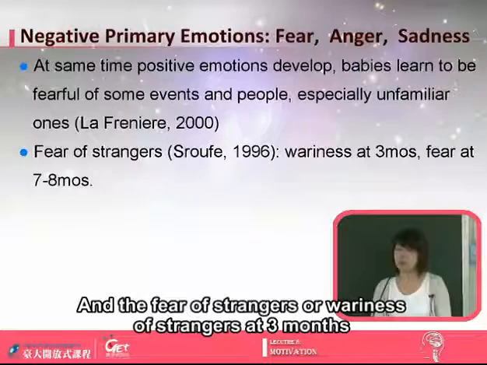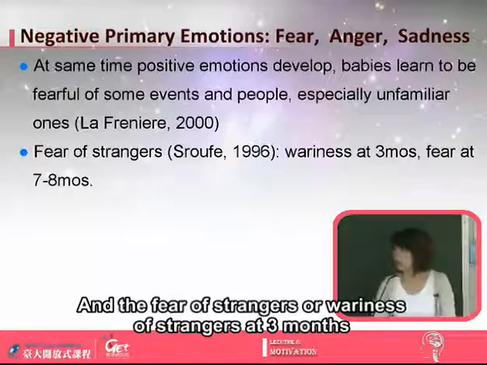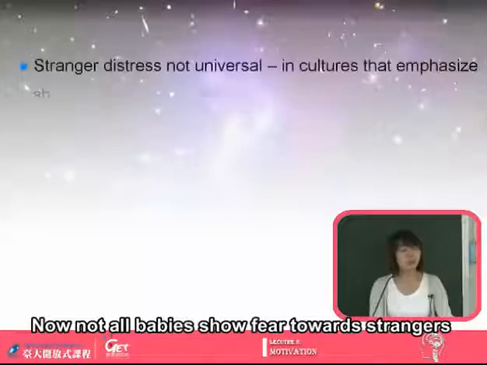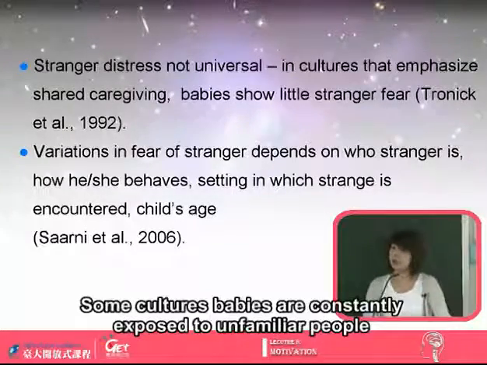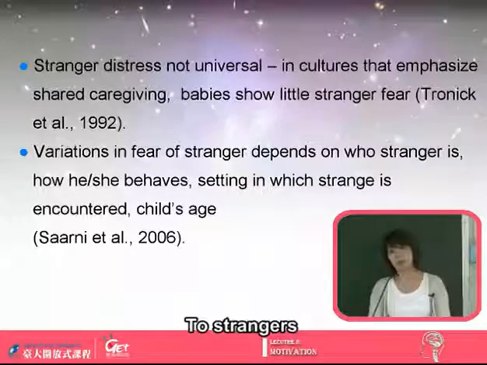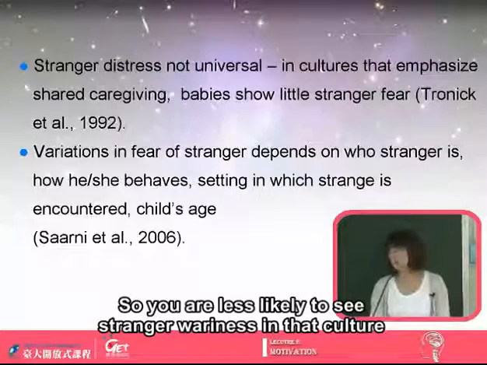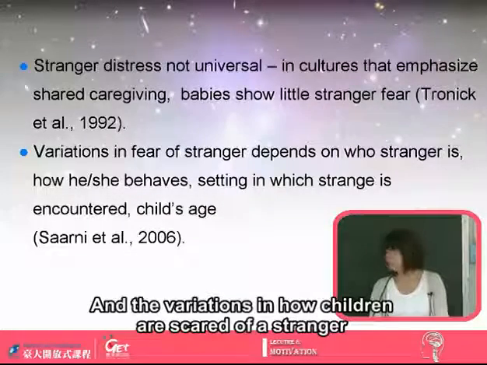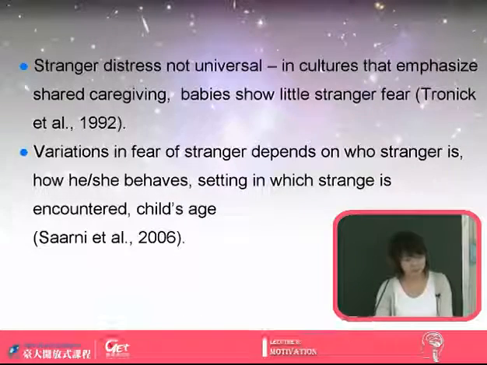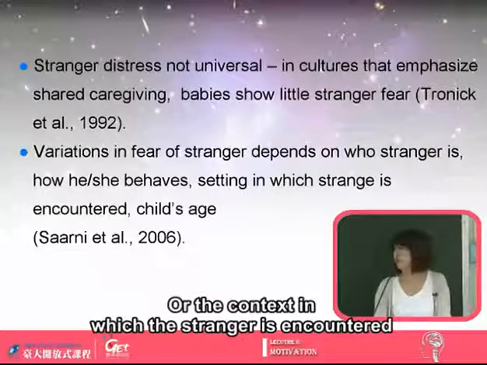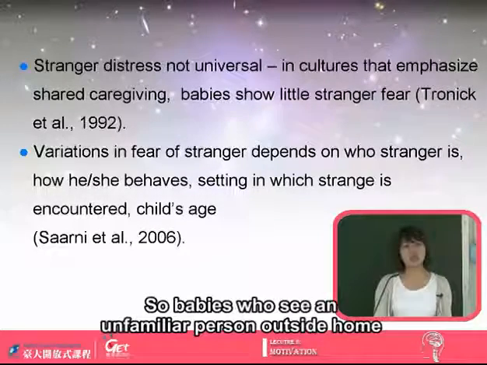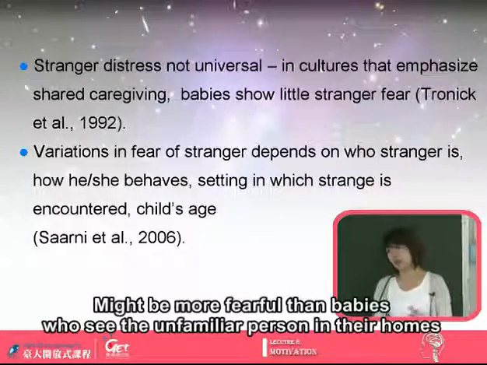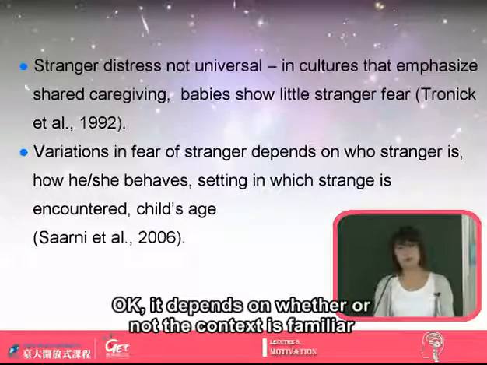Okay? And the fear of strangers or wariness of strangers at 3 months can be seen also in fear at 7 to 8 months. Now, not all babies show fear towards strangers. It depends on the culture. Some cultures, babies are constantly exposed to unfamiliar people, to strangers. So you're less likely to see stranger wariness in that culture. And the variations in how children are scared of strangers also depends on who the stranger is, how he or she behaves, or the context in which the stranger is encountered. So babies who see an unfamiliar person outside home might be more fearful than babies who see the unfamiliar person in their homes. Okay, it depends on whether or not the context is familiar.